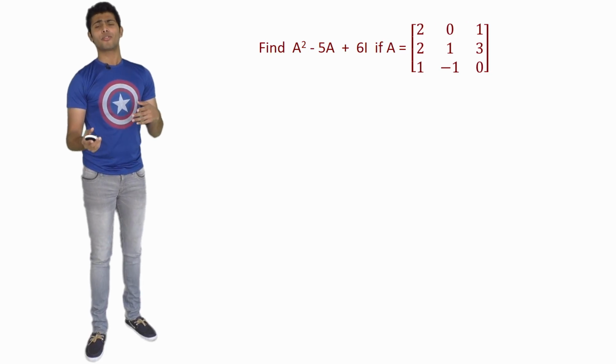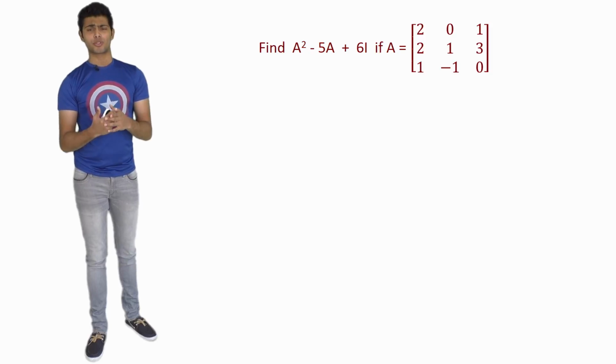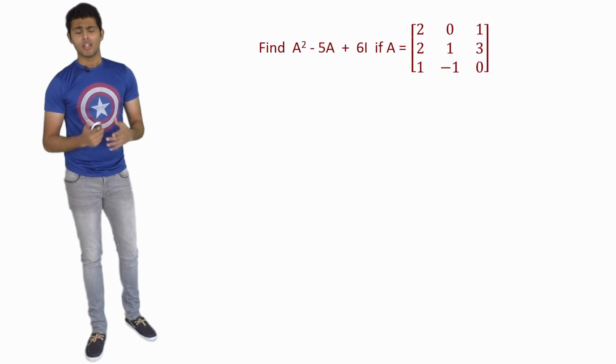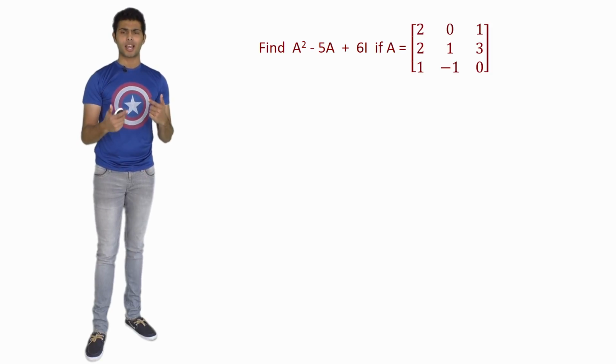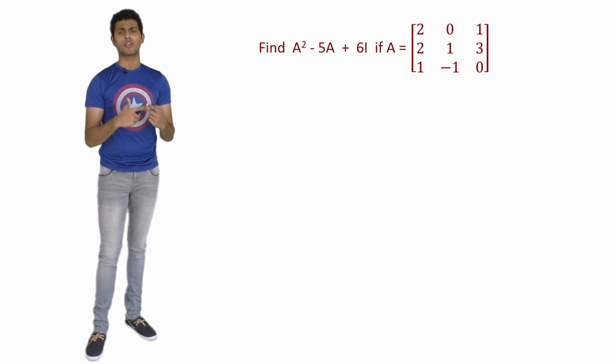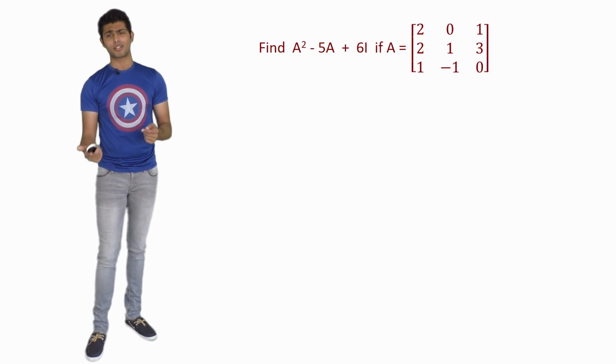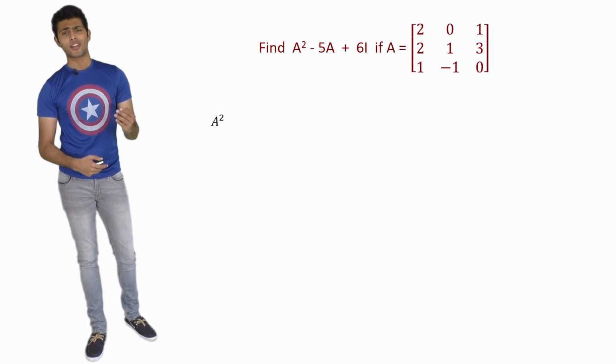Now in this problem, we're going to be finding the value of A squared minus 5A plus 6I. They've given us the value of A as a 3 by 3 matrix, which has the first row as 2, 0 and 1, the second row as 2, 1 and 3, and the third row as 1, minus 1 and 0. So now we're going to find the value of A squared first.